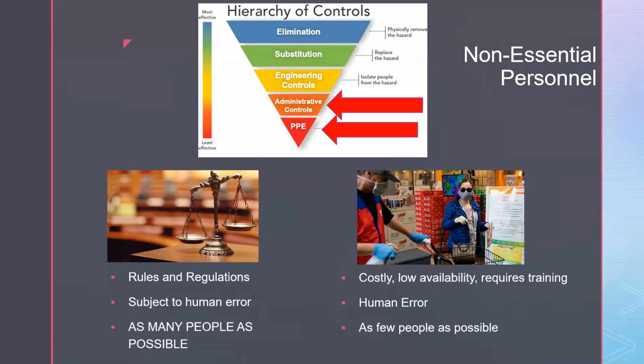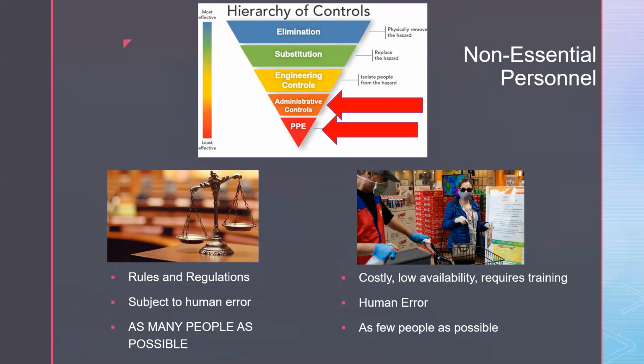We are the lowest 2 levels of the hierarchy of controls right now. Essential employees, those associated with food and medicine, specifically need to be out in the danger zone, or the hot zone as we call it in emergency management. They can only rely on PPE, and we need to hope they have the correct supplies and know how to use it.